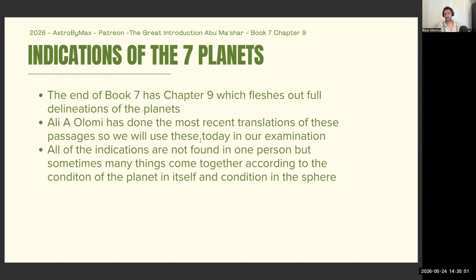But now we move on to the indications of the 7 planets. We finished the first half of this, which is all the assemblages, which is not too bad. I mean, we're an hour and a half into that, which is not too bad. But yeah, we have the indications of the 7 planets. And so the end of book 7 has chapter 9, which has full delineations. And we're going to be using the translation that Ali Aolomi has done, our beloved teacher here, so we can examine them more closely with his updated translation.